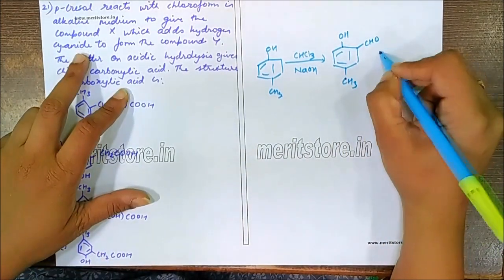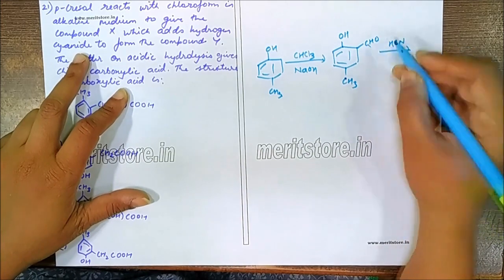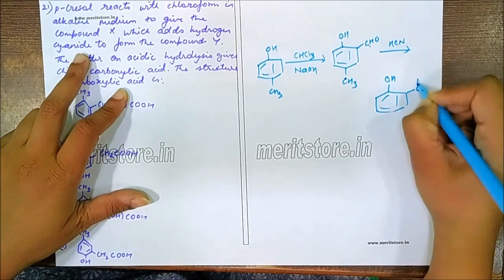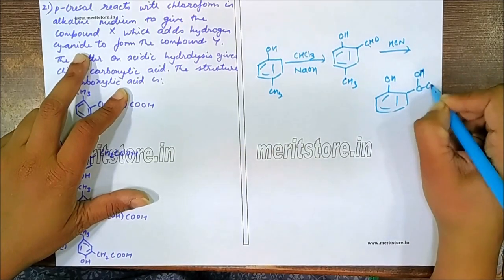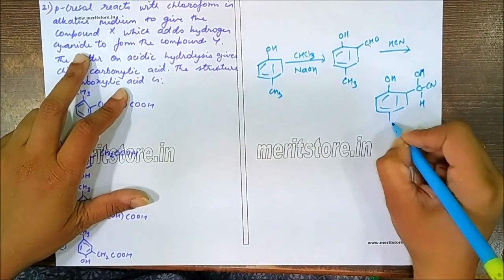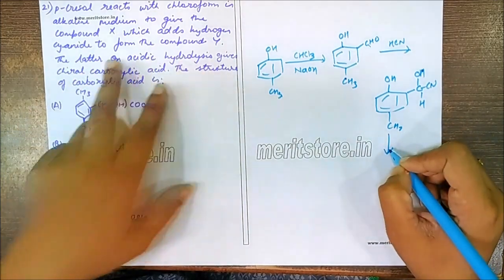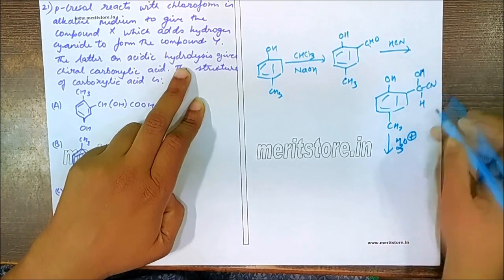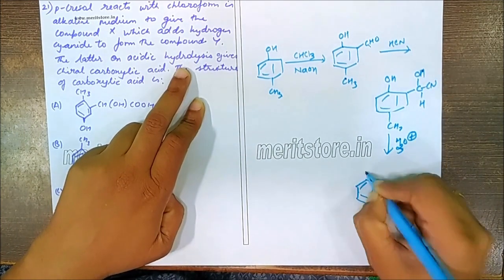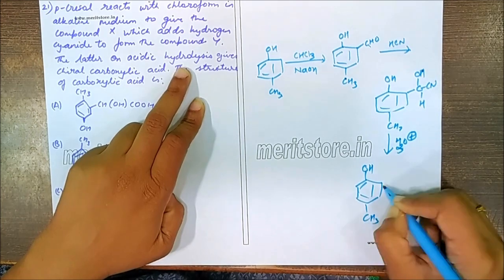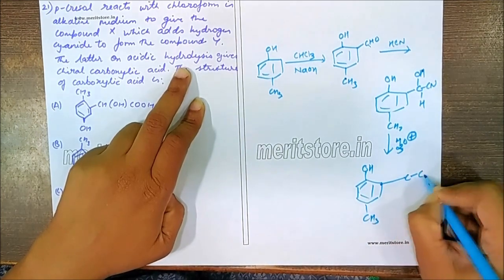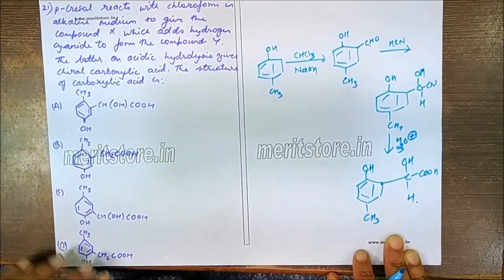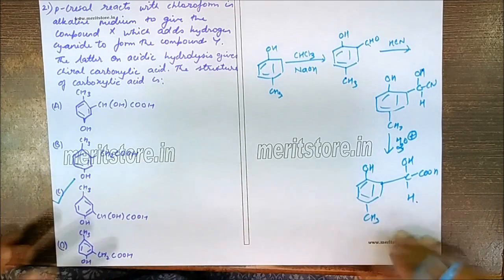This is further treated with HCN. HCN will get added across this, so we'll get OH, C, OH, CN, H, followed by the acidic hydrolysis. If you do the acidic hydrolysis of this, the cyanide will be converted into the corresponding acid. So we'll be getting C, COOH, OH and H. So according to this, our option is option C.